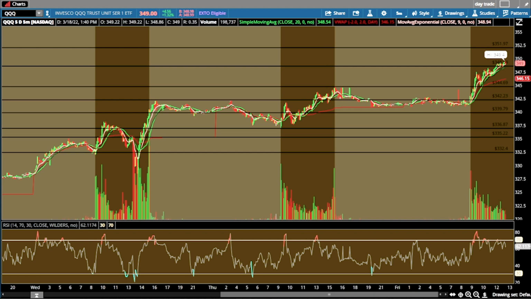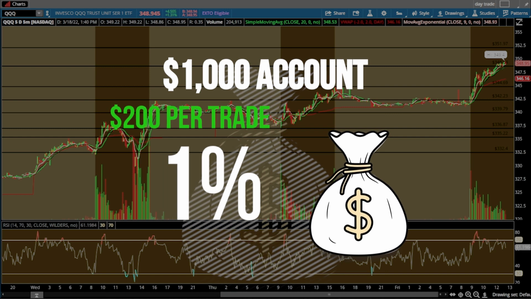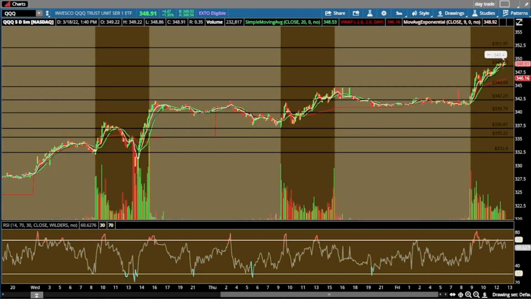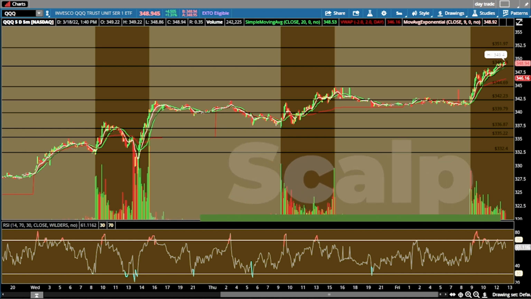So for math, let's say you have a $1,000 account, okay? Let's say you go to enter a trade. In my opinion, there's going to be a lot of you that disagree, that agree. $200 would be my max position size on a trade if I had a $1,000 account. Now, that being said, I wouldn't want to lose that $200 in one trade, right? So let me back up before I get ahead of myself.